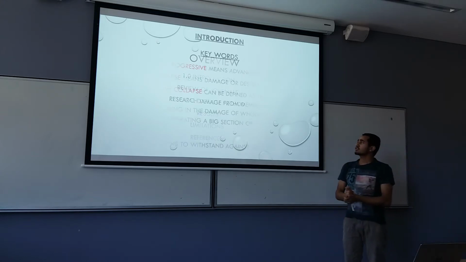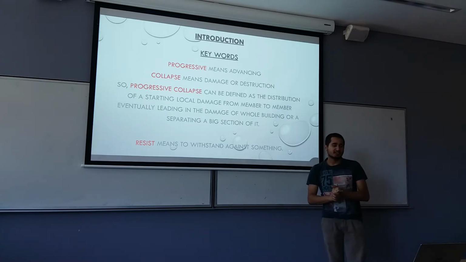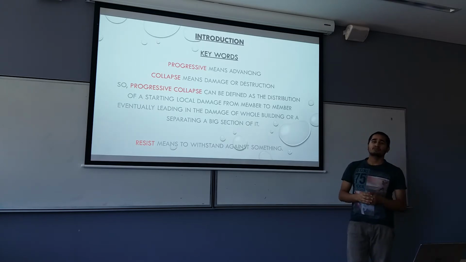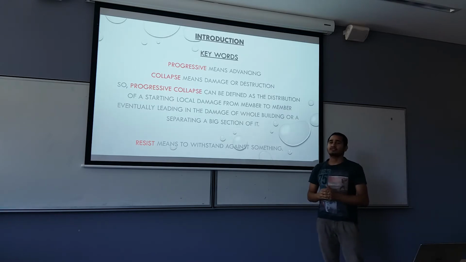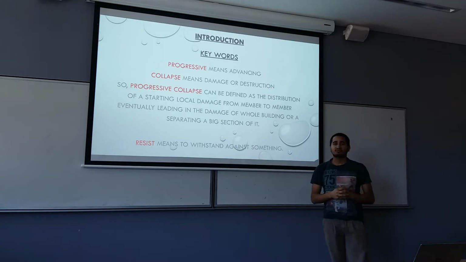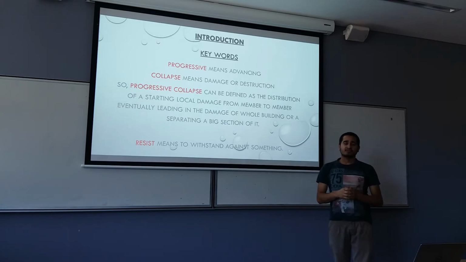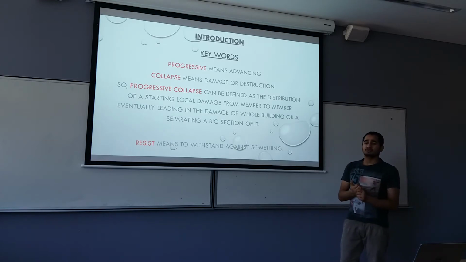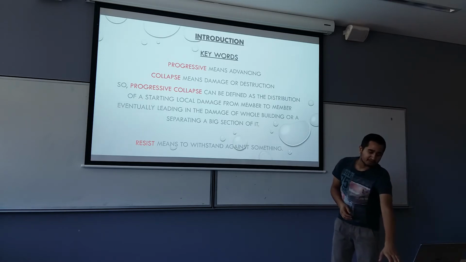Introduction. The keywords of my topic are progressive, collapse and resist. We all know that progressive means advancing, collapse means damage or destruction. So overall, progressive collapse means the distribution of a starting local failure or local damage from member to member, leading to the damage of the overall building or separation of a whole part or big portion of the building. To resist means to withstand it. So overall, we need to resist the progressive collapse.